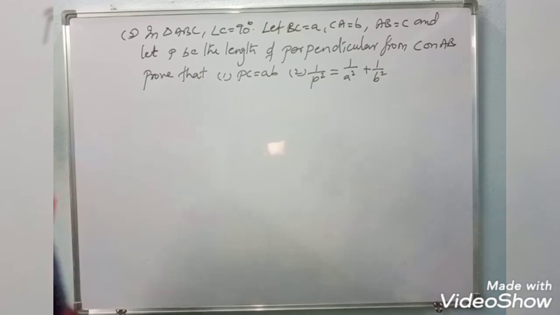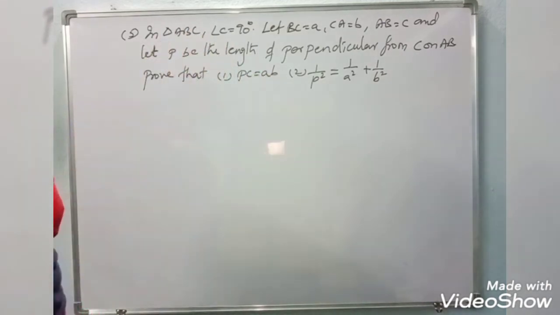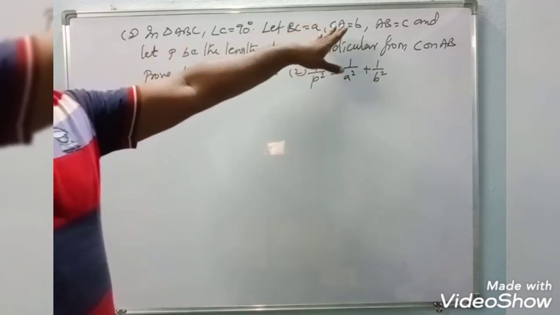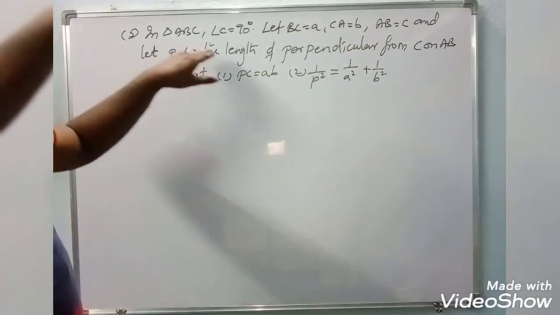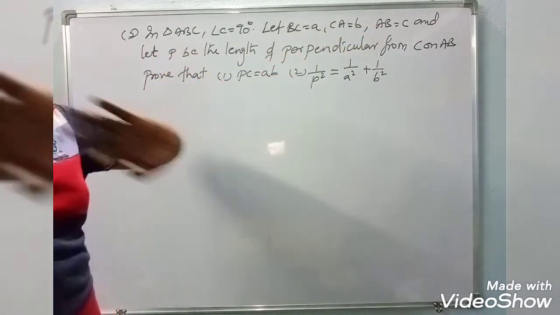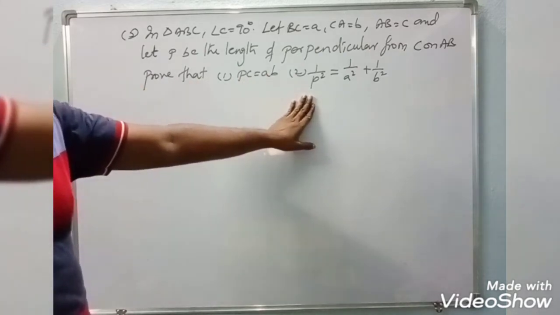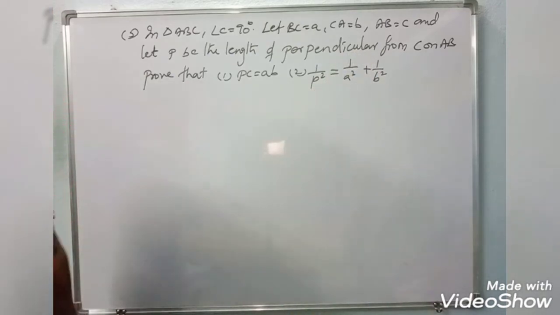Okay, so coming to our next question: in triangle ABC, angle C is 90 degrees, as usual C is a right angle. Then it is given that BC is equal to a, CA is equal to b, AB is equal to c, and we have another point P, the length of the perpendicular from C on AB. Then we have to prove that PC is equal to AB, and as well as we have to prove that 1 by p square is equal to 1 by a square plus 1 by b square.